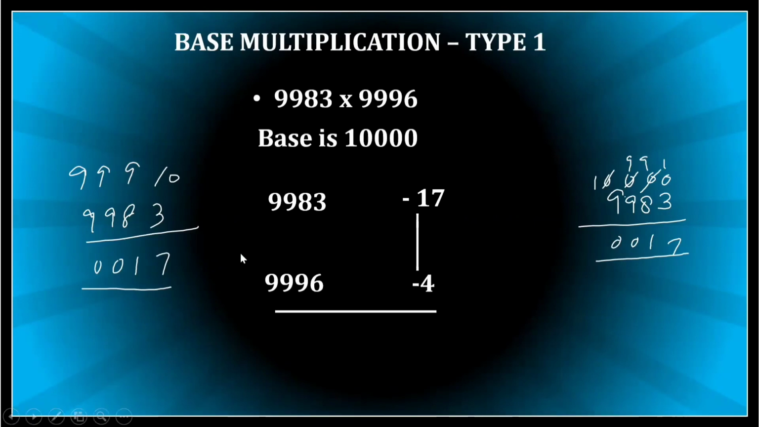Now, what is the method? Multiply vertically. Minus 17 into minus 4 gives me 68. So I will write 68. But as I told you, what is the base? The base is 10,000. That means 1, 2, 3, 4. 4 zeros means I must have 4 digits over here. So the easiest way to do it is put 2 more zeros. So I've got 4 digits over here.